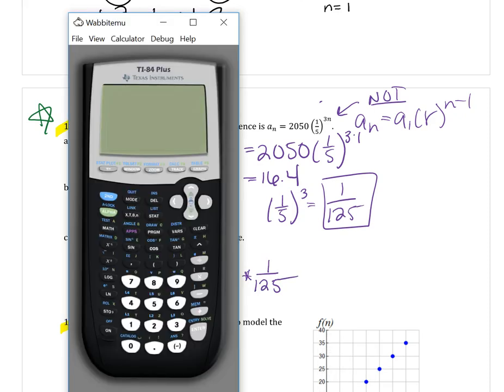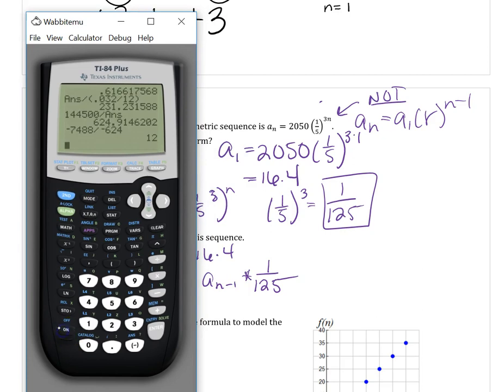Now, let me show you something in the calculator real quick here. Let's say you're doubting all my math here. What's stopping you from plugging this in your calculator? I can go to y equals and do 2050, 1/5 to the 3n, except I'm going to need parentheses here because I have an older software on my calculator. Okay, and you can just look at a table of values. There it is. There's the first term is 16.4.